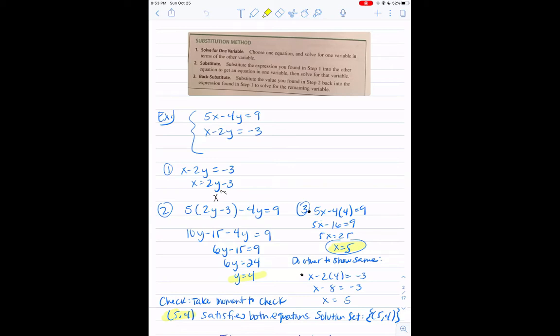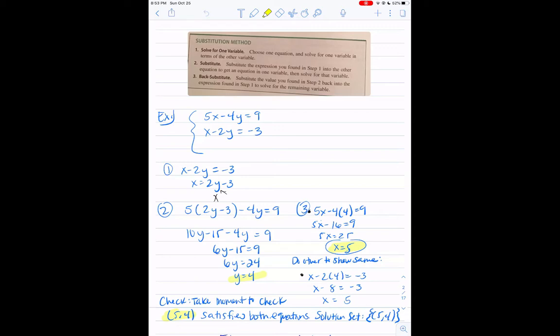Say you solved for x in terms of y. Then we substitute: we substitute the expression that we found in step 1 into the other equation to get an equation in one variable. Then we solve for that variable. And then we back substitute: whatever value we found in step 2, we substitute back into the expression found in step 1 to find the remaining value.